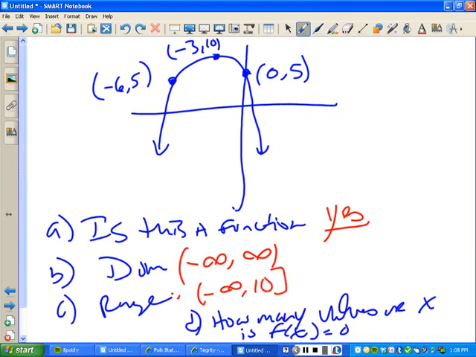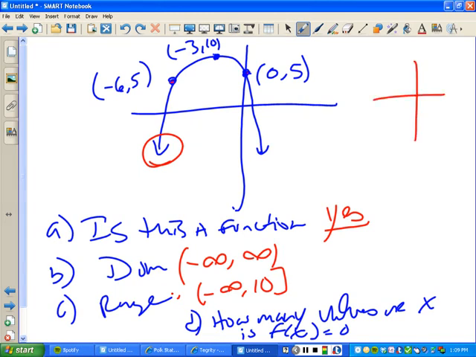Now, here's the deal. Why is it negative infinity to infinity? A lot of people will say negative 6 to 0. The arrows force this to keep going, so it's actually going past negative 6. So you cannot always just look at the points I give you. Sometimes I only give you 1 point, and it really screws you up. Okay? But the points do not necessarily represent a starting and an ending point.